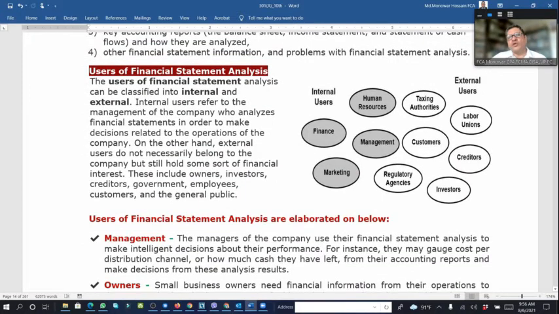So who uses the financial statement? There are two groups: internal and external. Internally, it is used for finance purposes and decision making; the human resource department, management, and marketing department use it. Externally, the tax authority uses it, customers use it for decision making, regulatory agencies use it, and the audited financial statement is a public document.